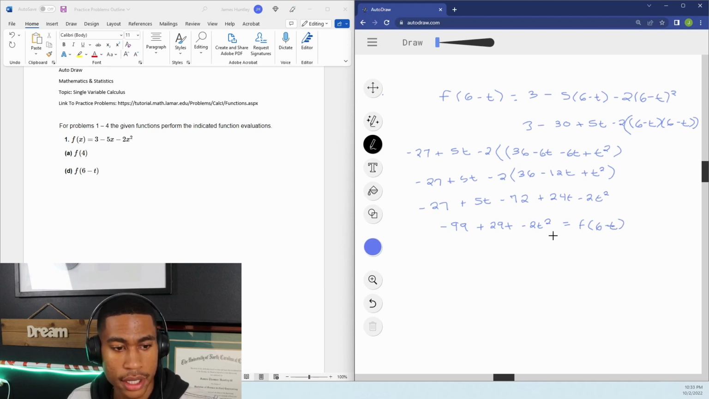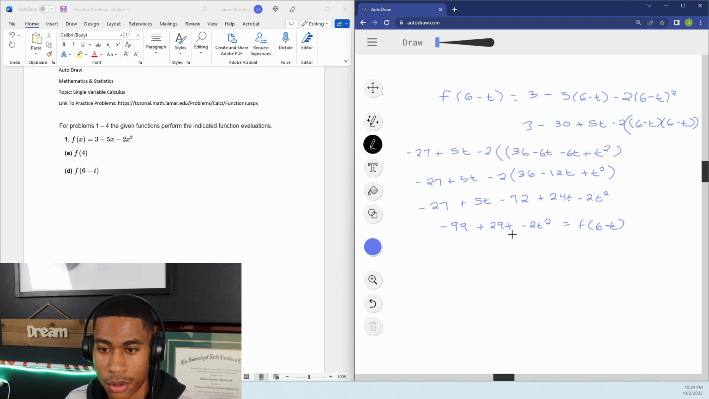Now, if you want to break that up and just keep going and seeing if you can get it to the smallest number possible, that's cool, but this is the gist. If you see a problem where it gives you a function, and you are to evaluate that function with a particular variable like 4 or like 6 minus t, then you just want to plug and chug that into your formula. So hopefully this was helpful.